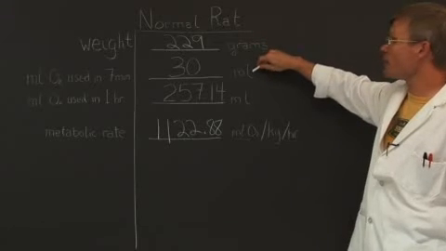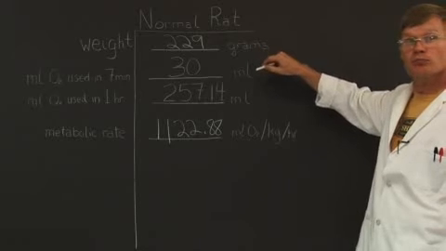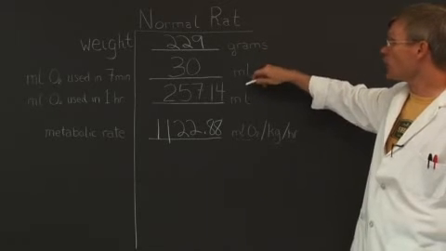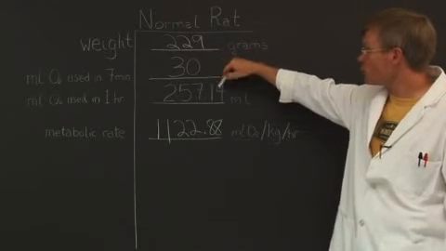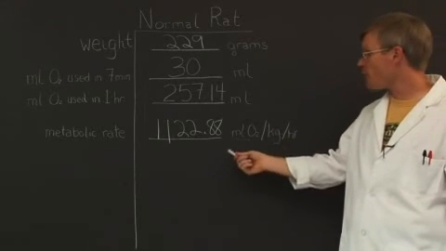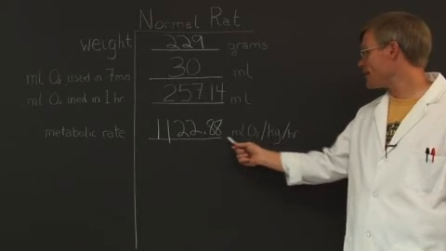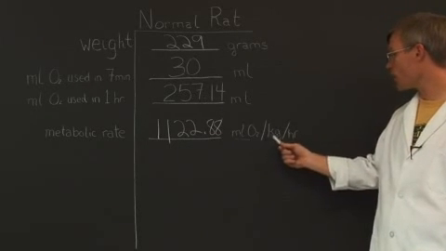Previously, we determined that 30 mils of oxygen were consumed in 7 minutes. We then determined that per hour, that is 257.14 mils of oxygen per hour, which gives us a metabolic rate of 1,122.88 mils of oxygen per kilogram per hour.